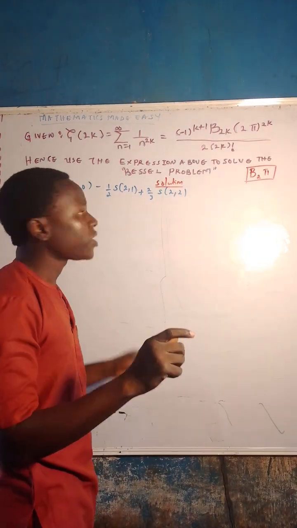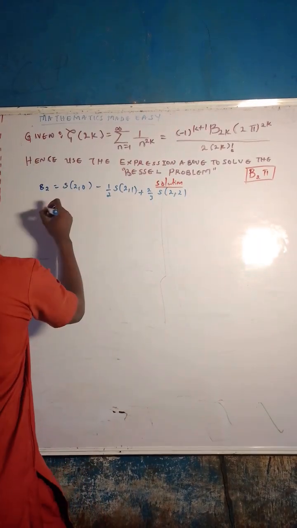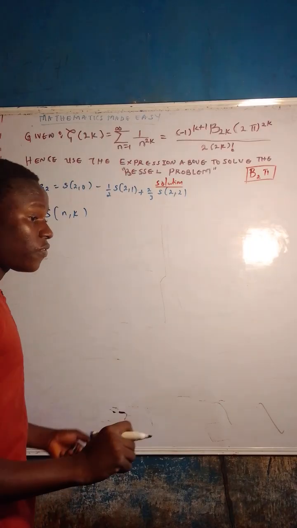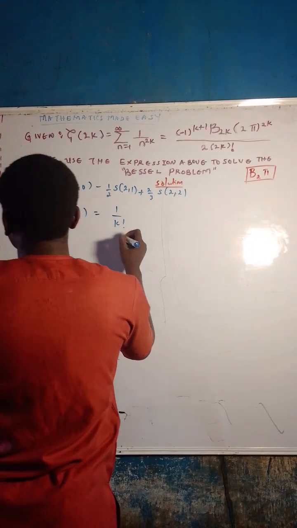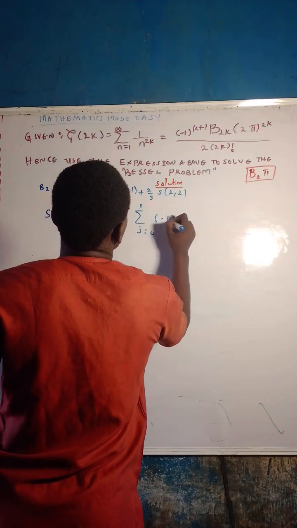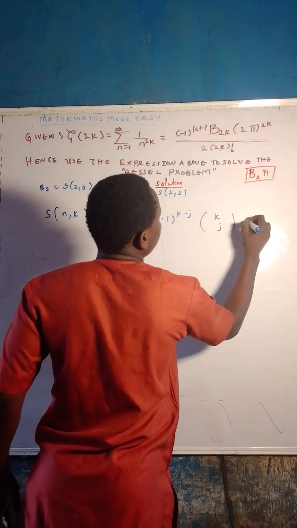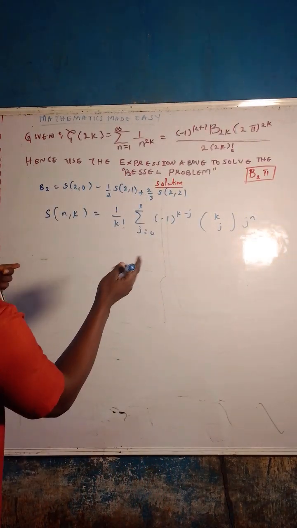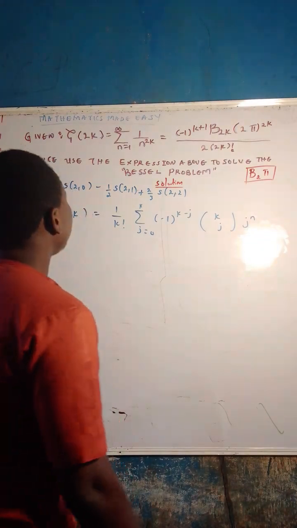It has a formula that we're going to use to find the Stirling number. So now here is the formula. We know that S(n, k), the Stirling number of the second kind, is equal to 1 over k factorial, multiplied by the sum of j from 0 to k of (-1) raised to the power of k minus j, multiplied by k combination j, multiplied by j raised to the power of n. So that is the Stirling formula. Yeah, that is beautiful.